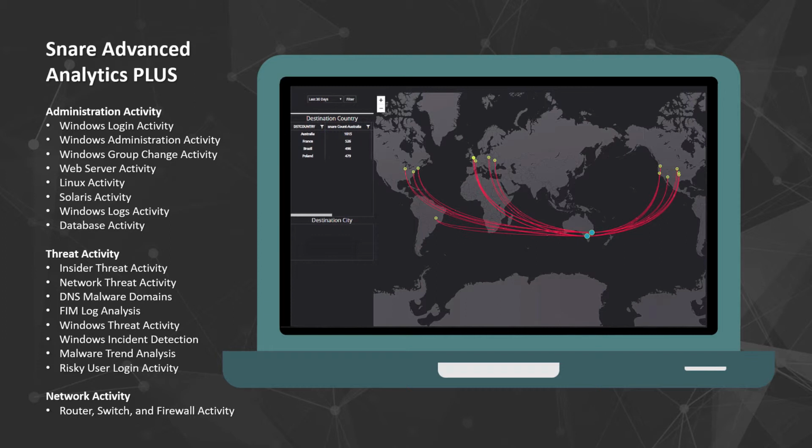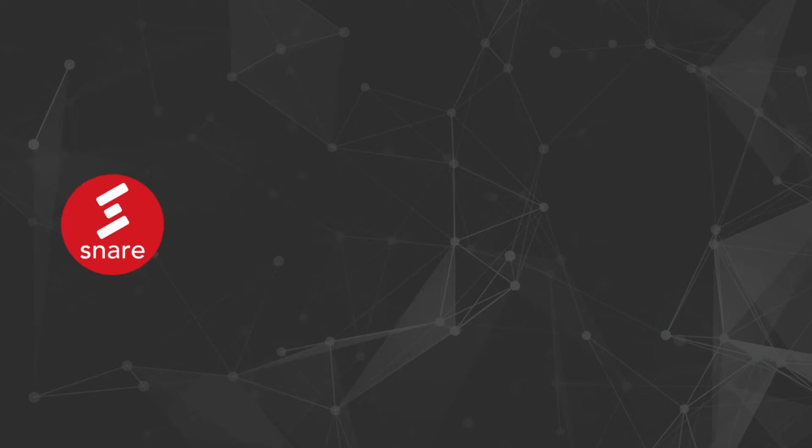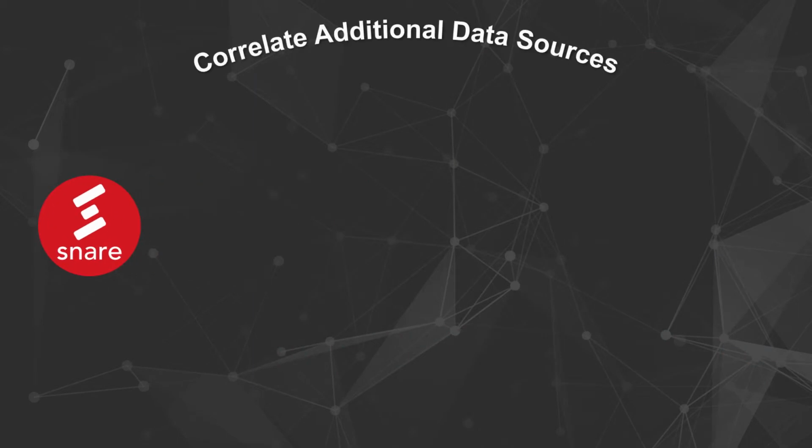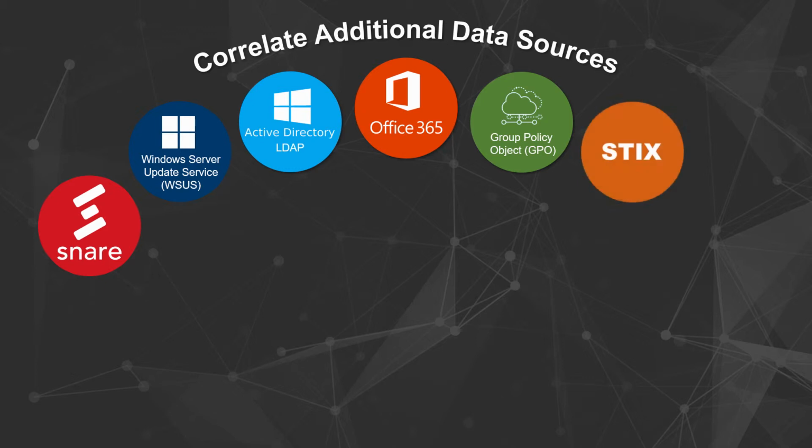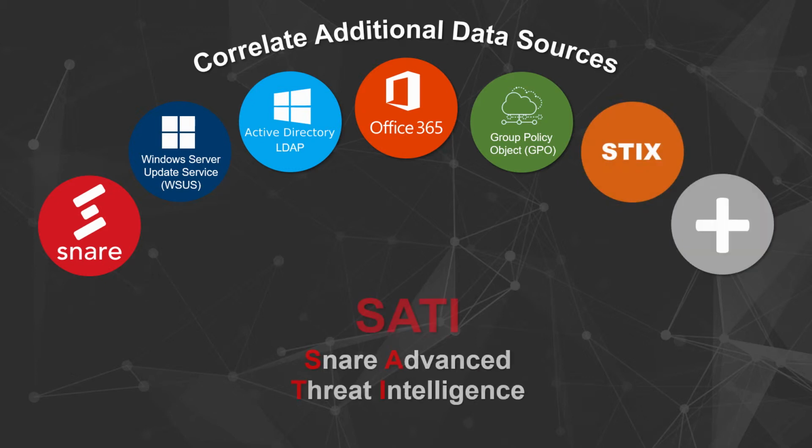Now, everything you've just seen is all coming from a single data source, and that is Snare. So what if we were to take that Snare data and correlate it with additional data sources? Data sources like WSUS, LDAP, Office 365, GPO, STIX, plus many more. Well, my friends, this is SATI, Snare Advanced Threat Intelligence, providing you the ability to pull in data from multiple sources in order to improve the correlation and context of your security posture.